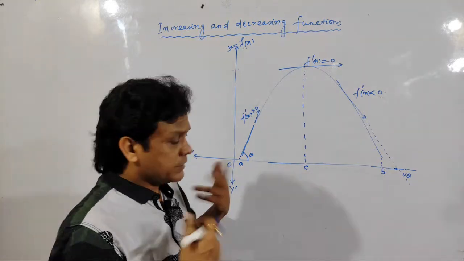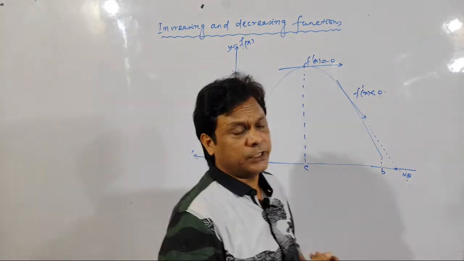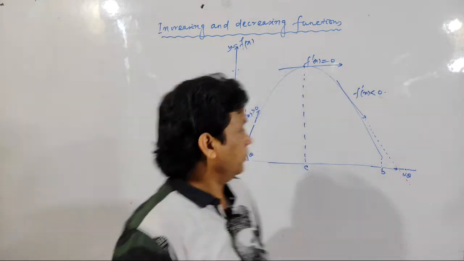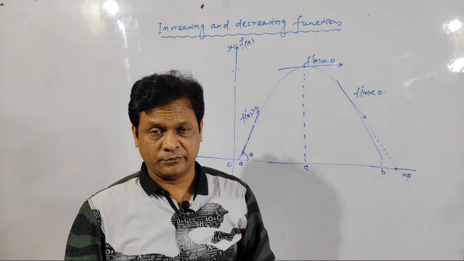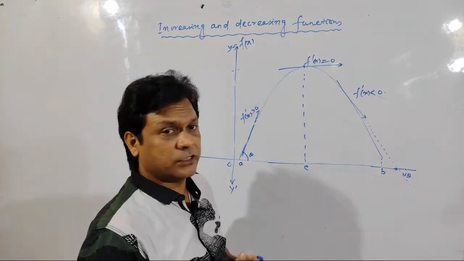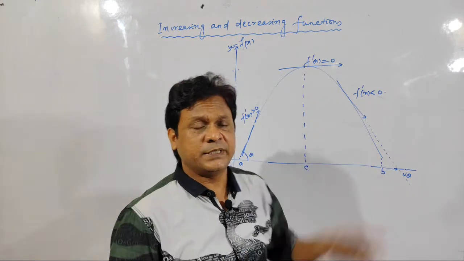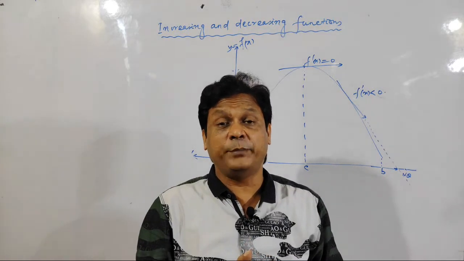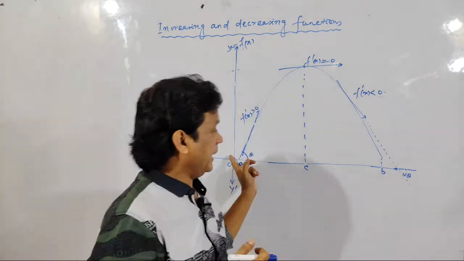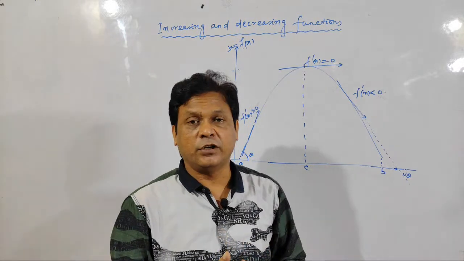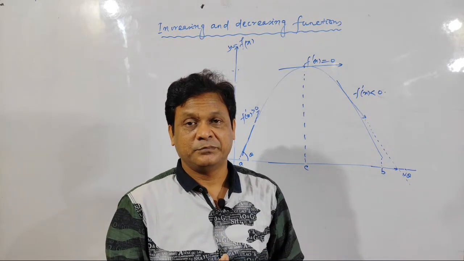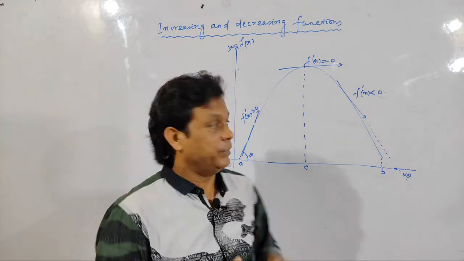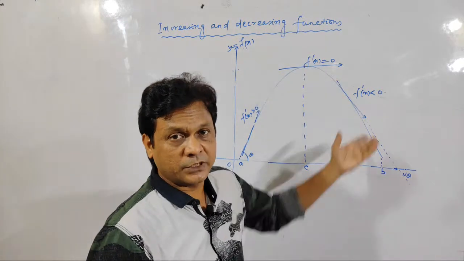Clear? If I say, what is the nature of the graph between A and C? You will say, sir, it is increasing. And if I say, what is the nature of the graph between C and B? You will say, sir, it is decreasing. And if I say, what is the nature of the graph between A and B? Neither increasing nor decreasing, because half portion is increasing, half portion decreasing.